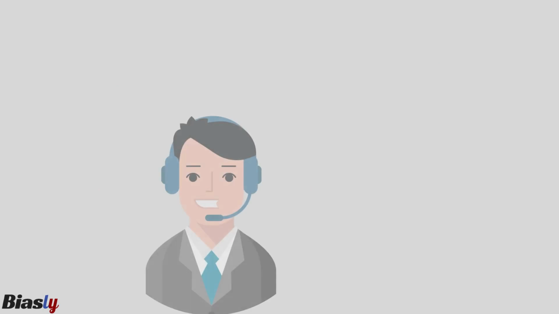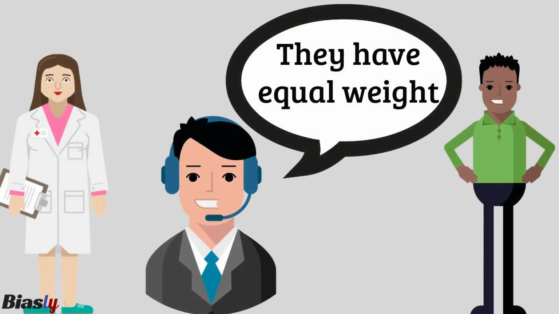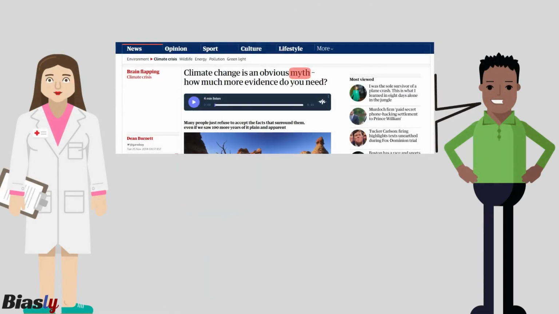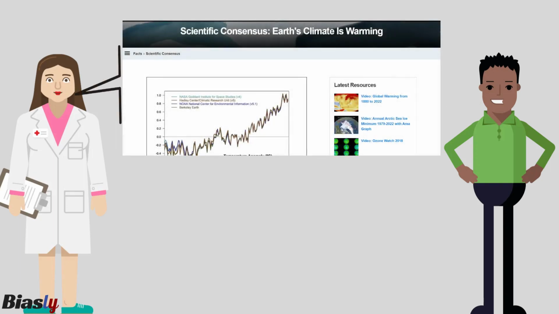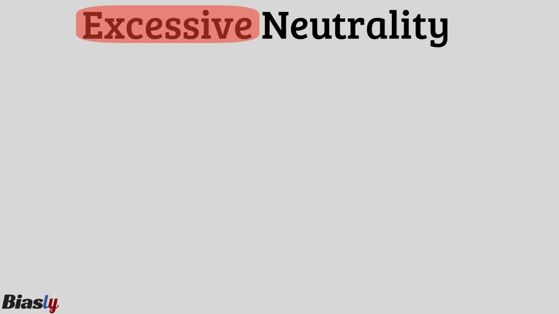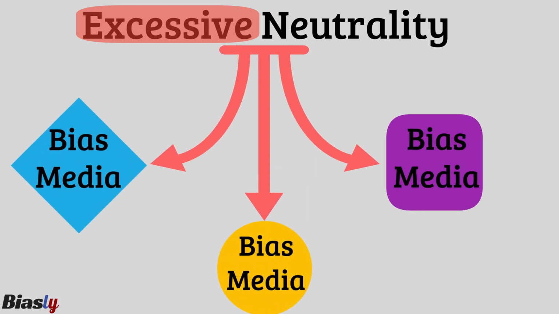For example, if a news organization were to give equal weight to both sides of the climate change debate, even though the overwhelming scientific consensus supports the existence of climate change, this would be an example of excessive neutrality leading to bias in the media.